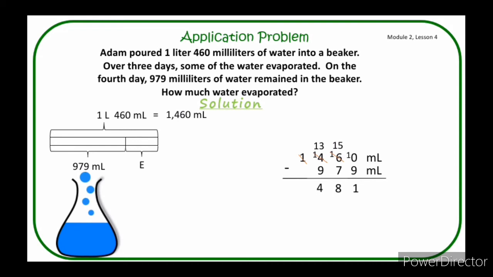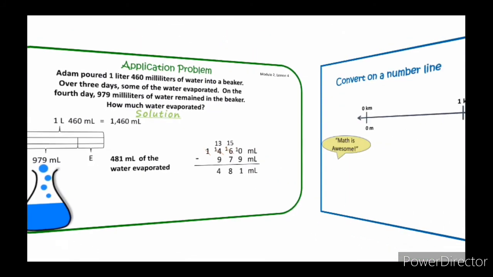And then we will not forget our units. It's very important in mathematics. So what does this tell us? That 481 milliliters of water evaporated. Okay, so that is what we have. Very easy, isn't it? Yeah, it's quite easy.